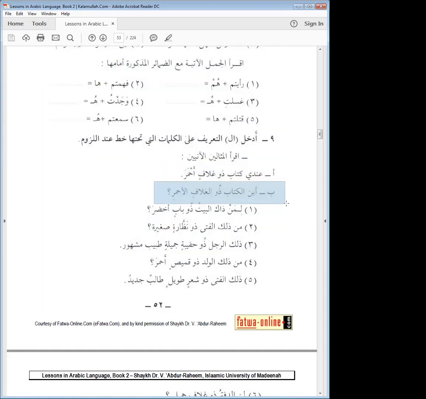Let's see how it changes here. You can ask the question, أين الكتاب ذو الغلاف الأحمر. ذو الغلاف الأحمر. Right? So in this case, the kitab has alif lam, right? أين الكتاب ذو غلاف, right? Where is the book that has the red cover, أحمر, right?